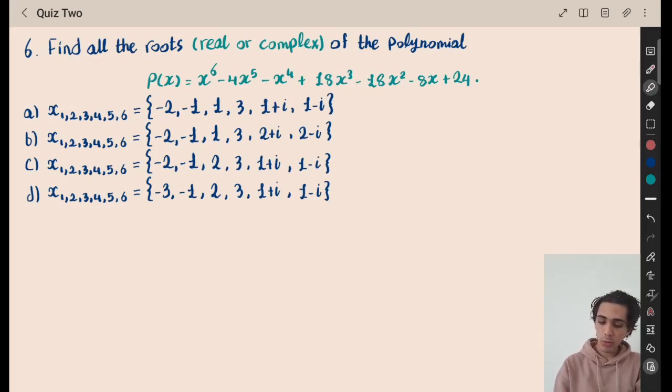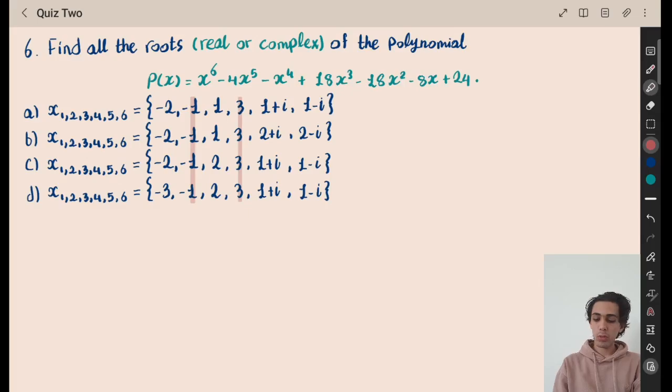So the first thing I want you to notice is that -1 is a root in all of them. So it's not really giving us any useful information. I'm just pointing this out. The same thing goes for 3. It's not really giving us any useful information there.